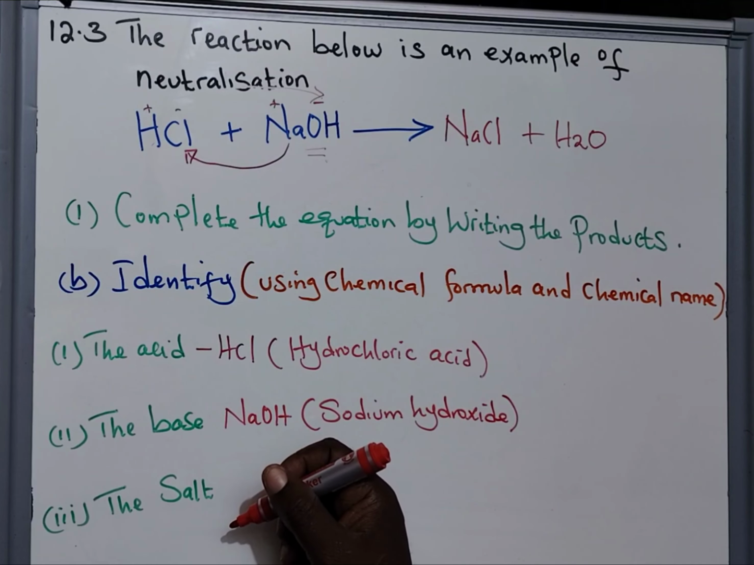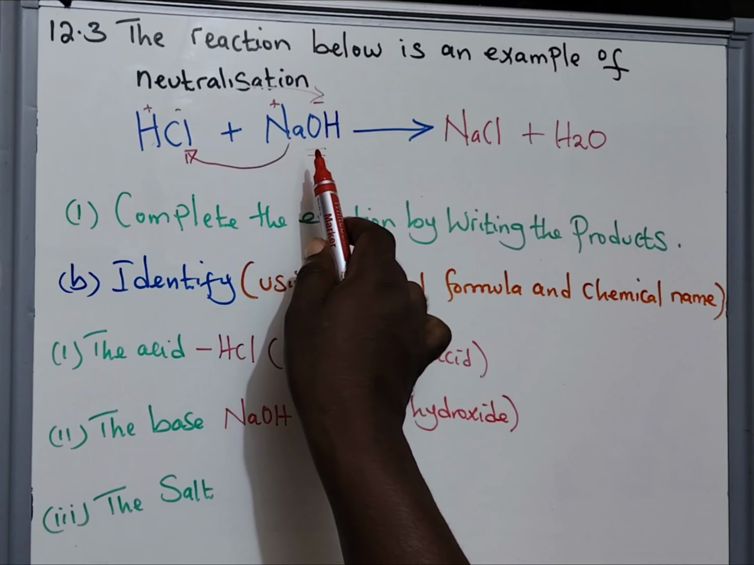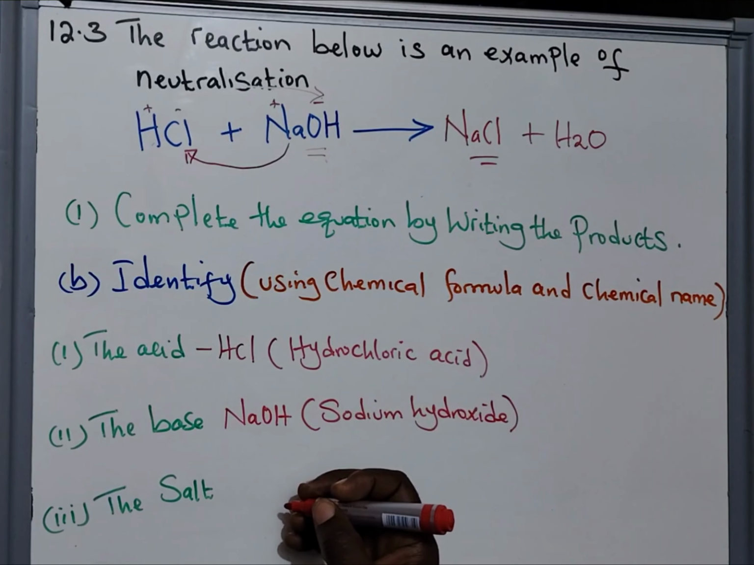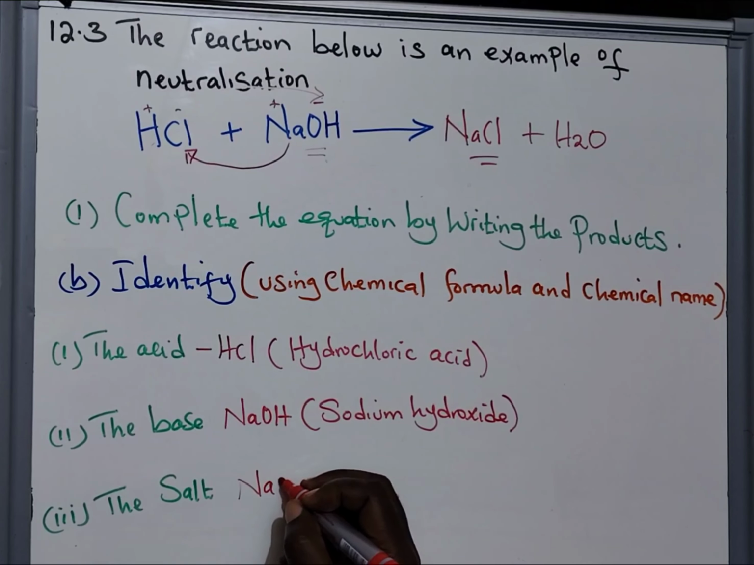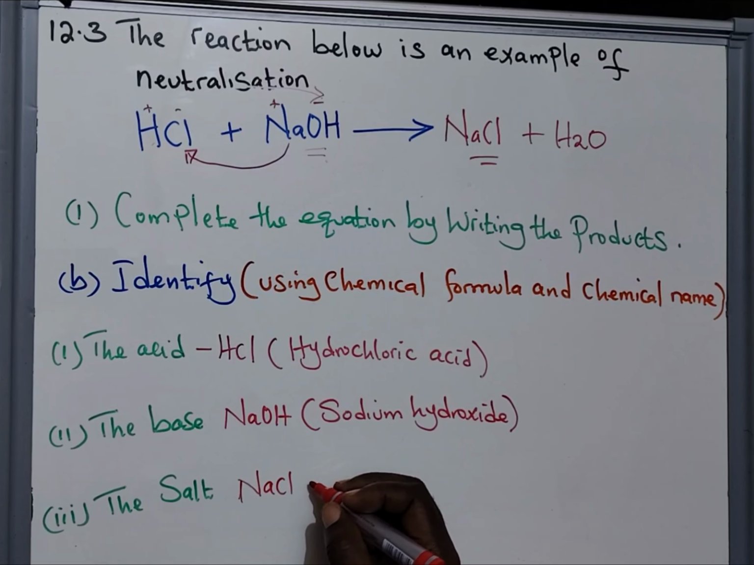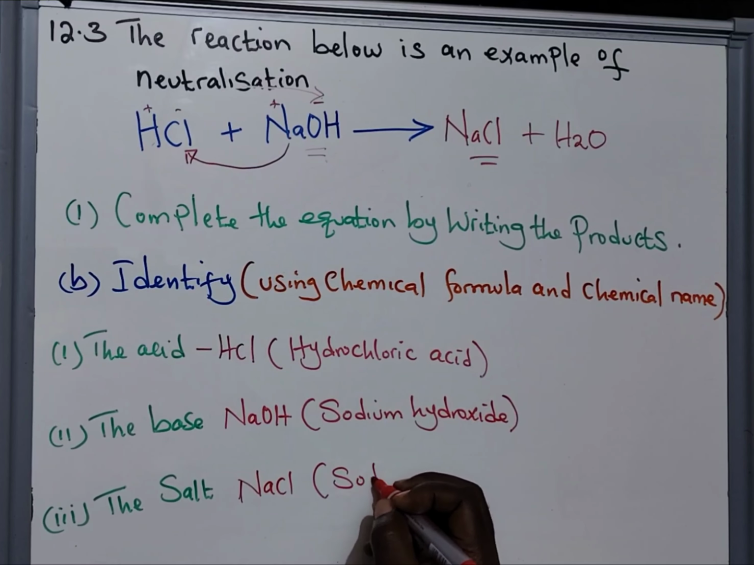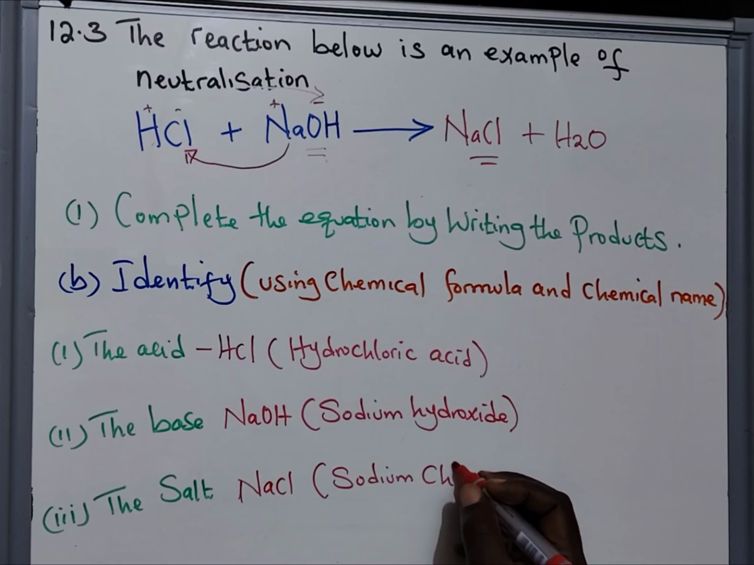Then salt. You have to know that when an acid reacts with a base, it forms salt and water. So this is the salt. So the salt, the chemical formula is NaCl. And the chemical name is sodium chloride.